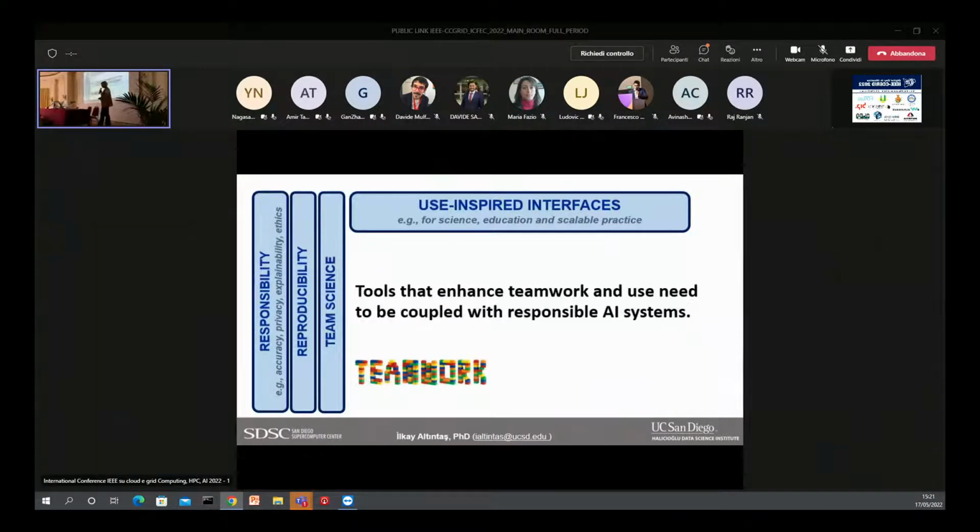And the third one is this blue part, right? How do we make people use what we do? How do we create a team that can actually come up with that solution? How do we make it reproducible? And how do we make it responsible in terms of fairness, accuracy, explainability, ethics? All those things need to be a part of our thinking.